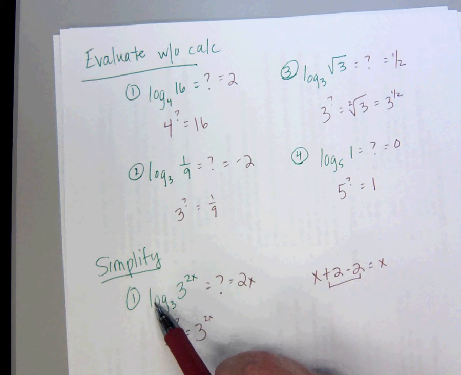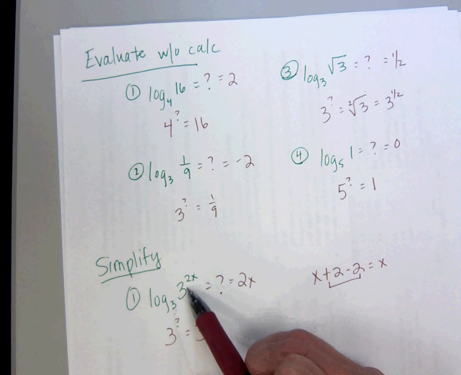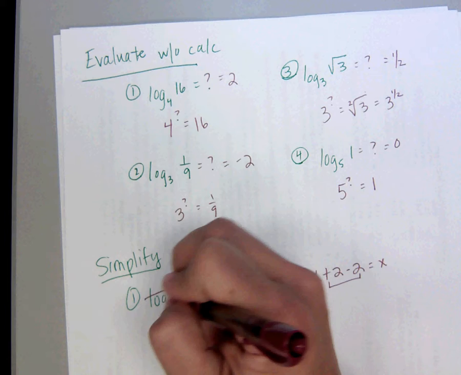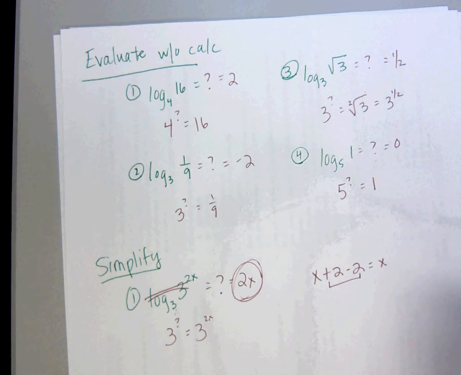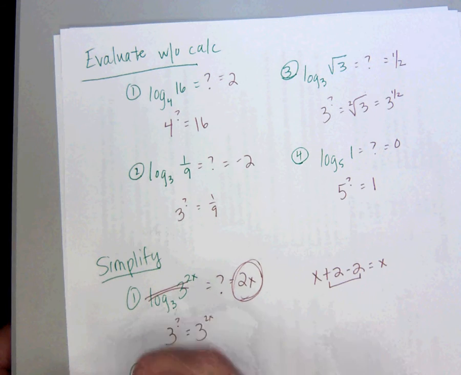So what happens when I have the log base 3 and an exponent base 3? The logarithmic function and the exponential function undo each other, so this cancels out, and I'm just left with the 2x. It works similarly if you're starting with an exponential.